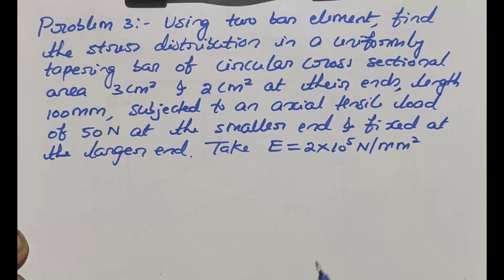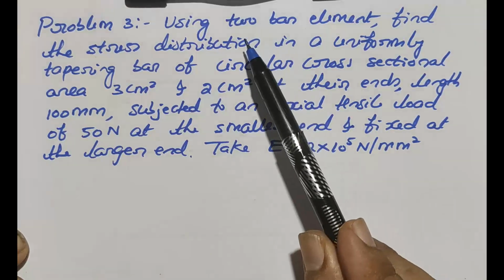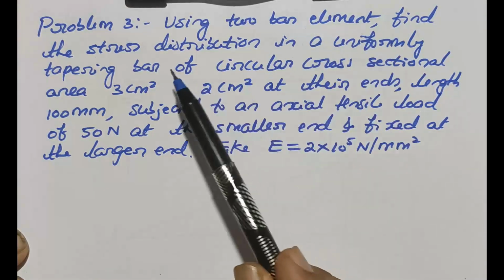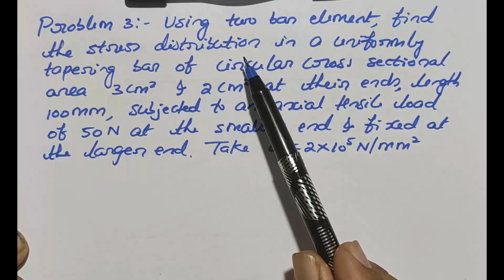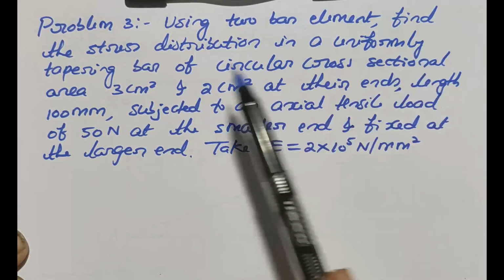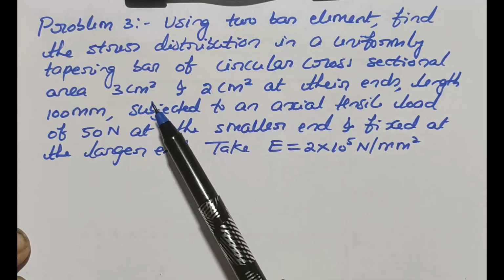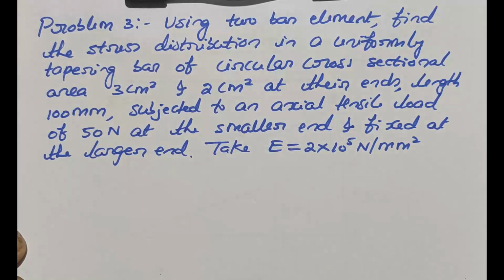See here in this problem, figure is not given. You have to draw the figure. See, using 2 bar element, find the stress distribution. You have to find the stress in the element in a uniformly tapering bar of circular cross-sectional area. See, it is a uniformly tapering bar having circular cross-section. See, we will draw the figure.